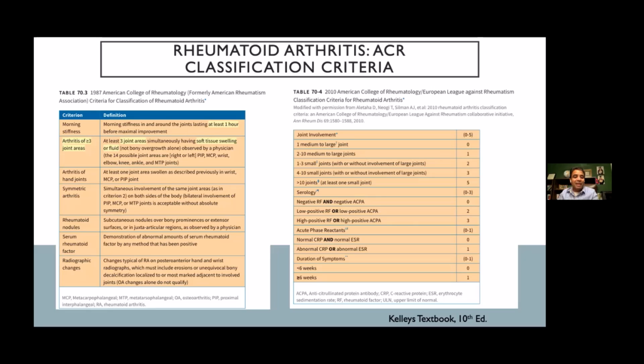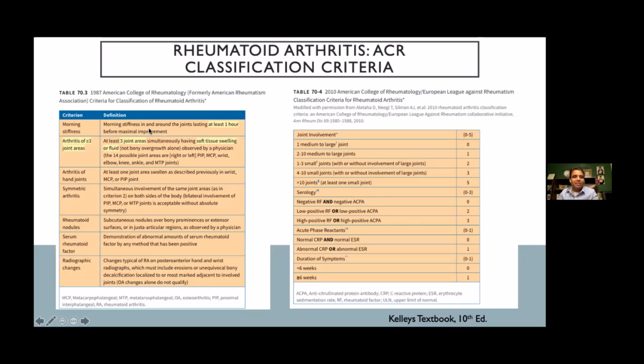In rheumatoid arthritis, time is very important. Like when you talk about myocardial infarction, time is money, right? So the same concept applies in rheumatoid arthritis. The earlier we treat rheumatoid arthritis, the better it is for the long term. And the earlier we treat, the less chance of having long-term complications, particularly joint damage. That's why the ACR revised the classification criteria in 2010 to make sure that we diagnose rheumatoid arthritis early.